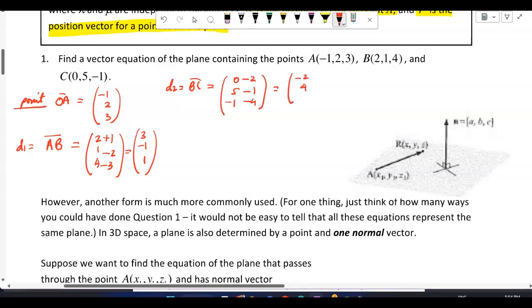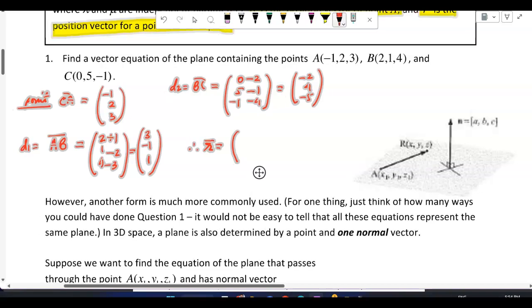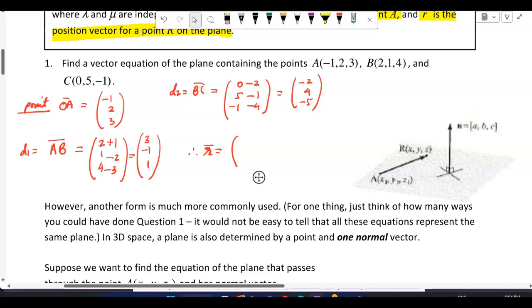Minus 2, 4, minus 5. Correct? Yeah. So therefore what will your vector equation be? R is equal to? Let's take point A as a... Yeah, that we have taken. So minus 1.